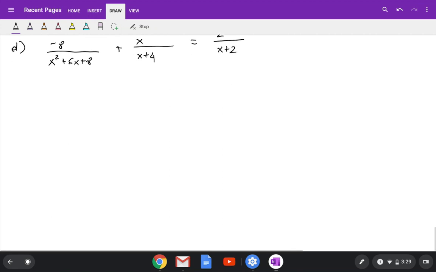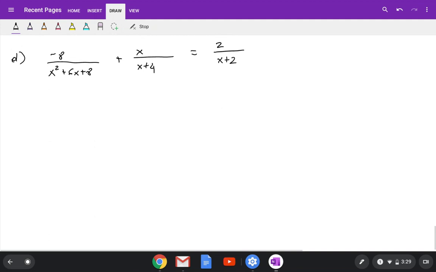Let me follow the steps which I gave you at the beginning of this lecture. Step 1: factor all denominators and find the restricted values.